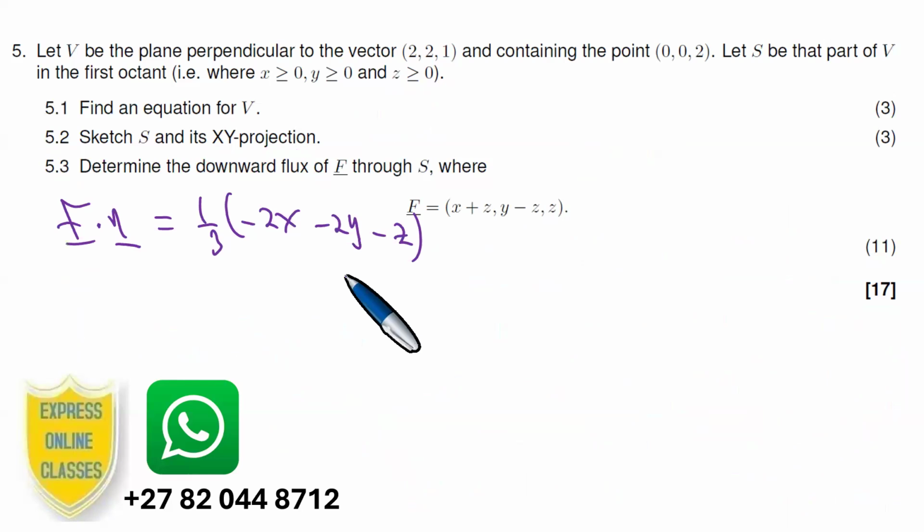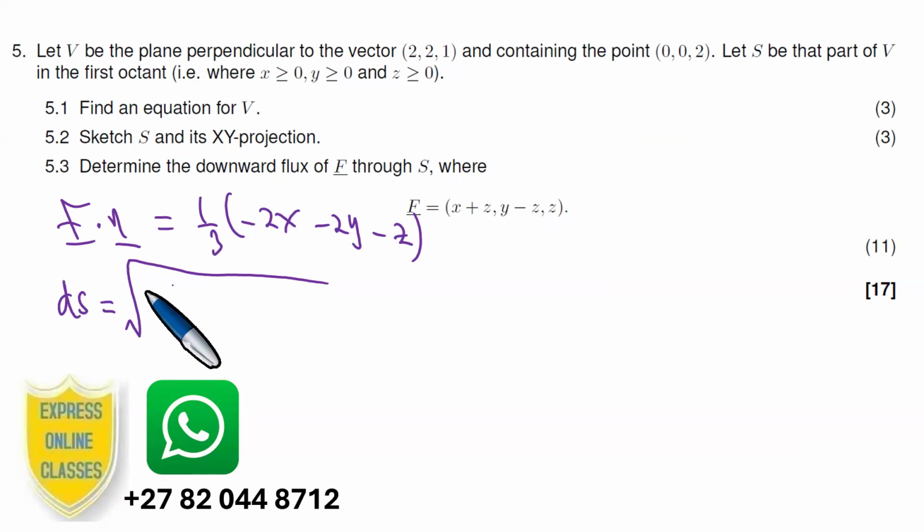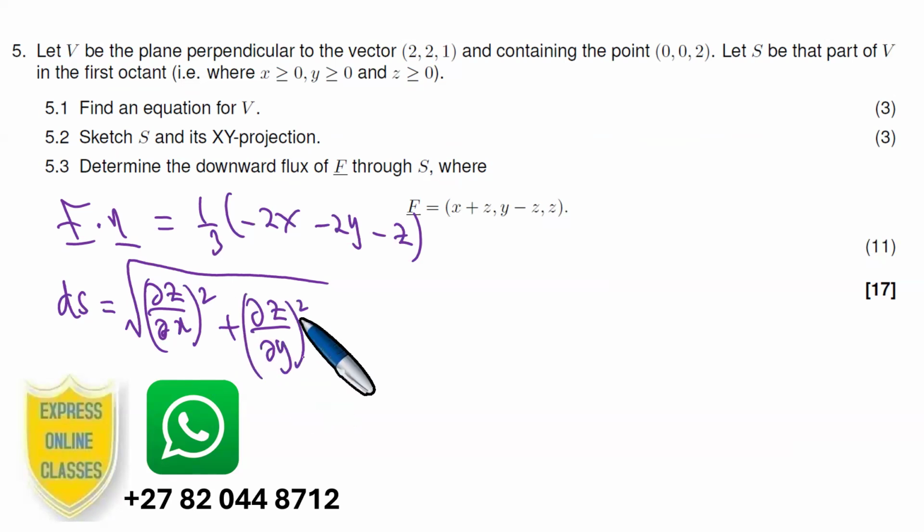The next thing we're going to do is to find the vector dS, which is the square root, dz dx, which is dz dy. This is the formula that we use, dA for the flux. We use this formula for the flux.